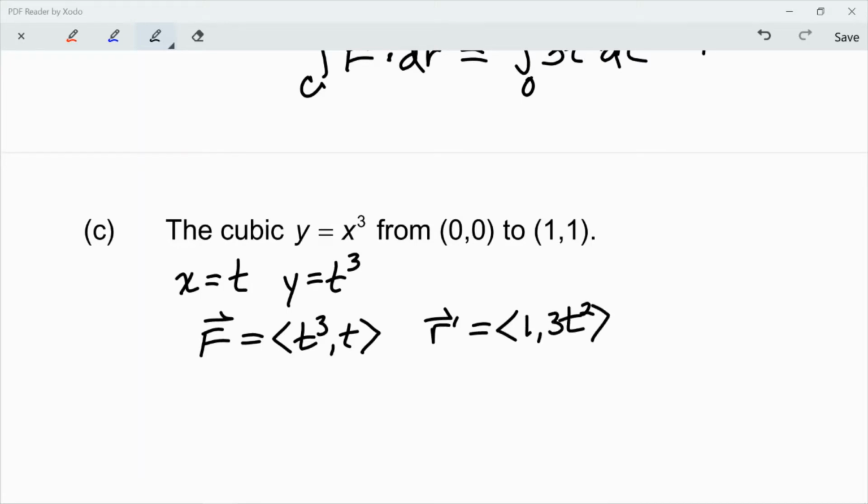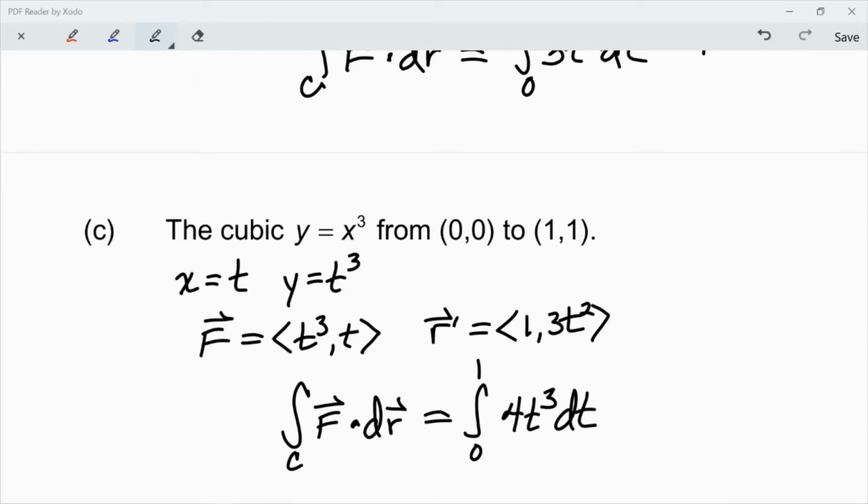And now when I evaluate this integral, F dot dr, remember we've got to do that dot product. I know I'm going to integrate from 0 to 1, but the dot product in this case is going to give me t cubed plus 3t cubed. So I'm going to get 4t cubed dt. And obviously, when I solve that out, I'll get t to the fourth, evaluated from 0 to 1, gives me a value of 1. Okay, so you can see we apparently have independence of path here.